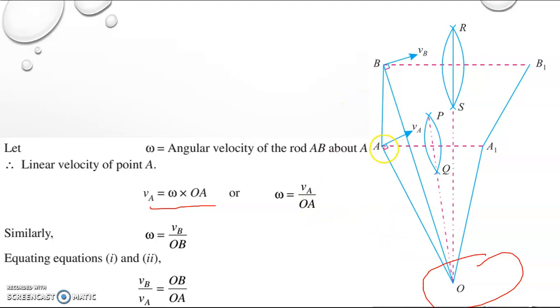The body will be rotating about the instantaneous center O with an angular velocity omega. So we want to calculate the velocity of A. It will be obtained by omega into OA. Similarly, the velocity of B can be obtained by omega into OB. So by comparing these, we can write that any velocity will be proportional to the distance. So VB by VA will be proportional to its distance from the instantaneous center. So if we know the distance and any one velocity, we can calculate the other velocity using this equation.